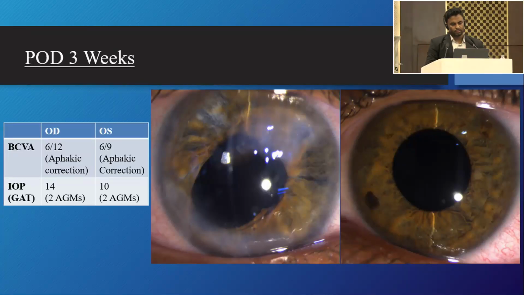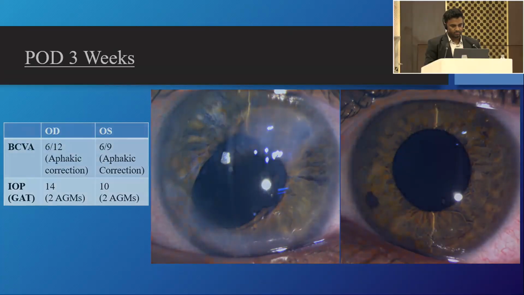This is post-op day 3. Although the surgery in the right eye was quite complicated because of widespread iridocorneal adhesion and synechiae, the patient was still reading 6/12 in the right eye with aphakic correction, and 6/9 in the left eye. IOP was 14 and 10 on 2 anti-glaucoma medications.